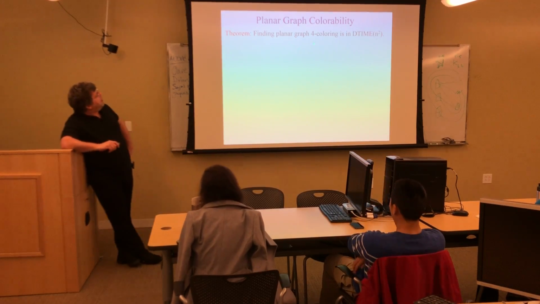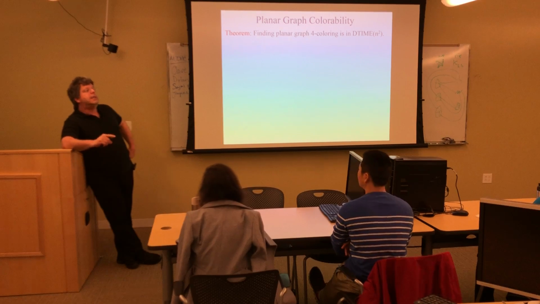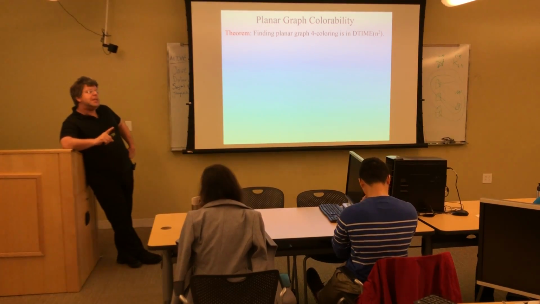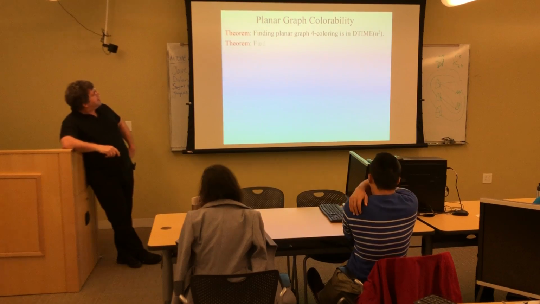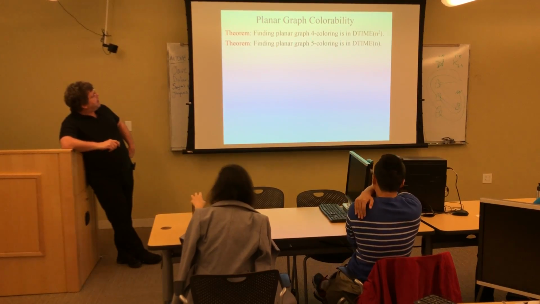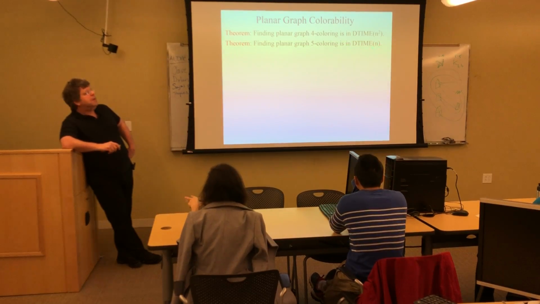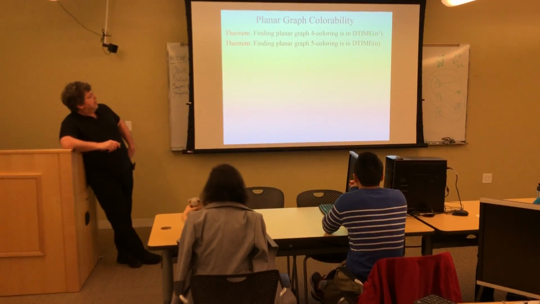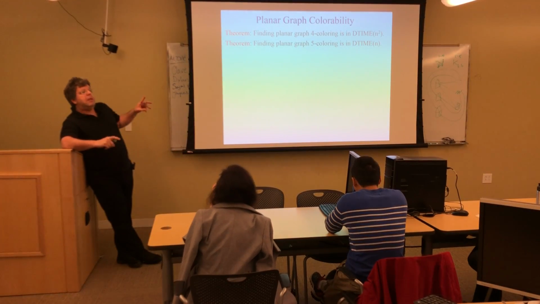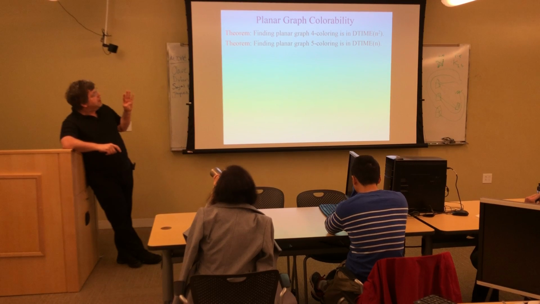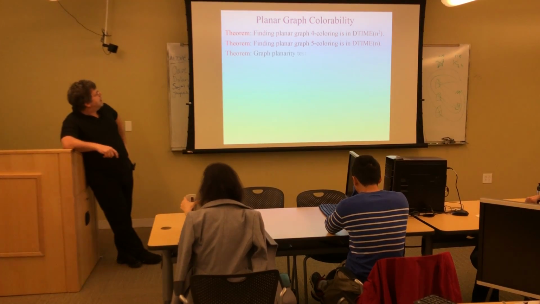So finding planar graph 4-colorings you can do in quadratic time. Even though you know they exist for planar graphs, finding them is not necessarily easy. By easy, I mean linear time. So that's a theorem. Finding planar graph 5-colorings you can do in linear time, it turns out. Now, these are upper bounds. Maybe you could do 4-colorings in less than quadratic. We just don't know how. But if you allow the flexibility of using 5 colors, not just the minimum 4, you have more leeway, and it's easier to find in linear time rather than quadratic time.